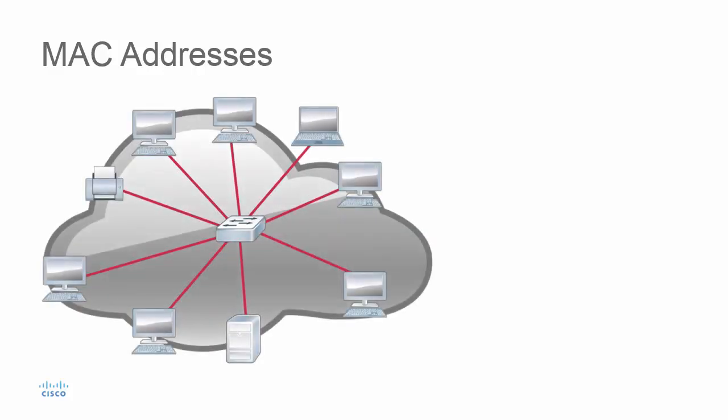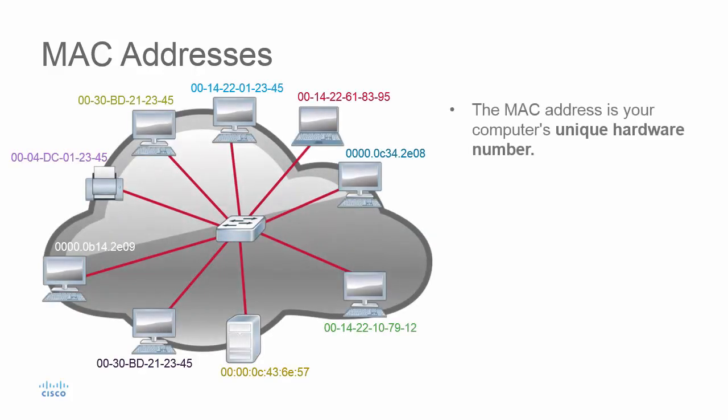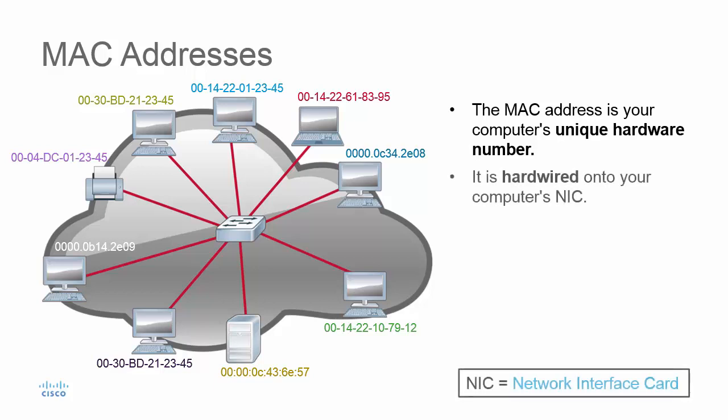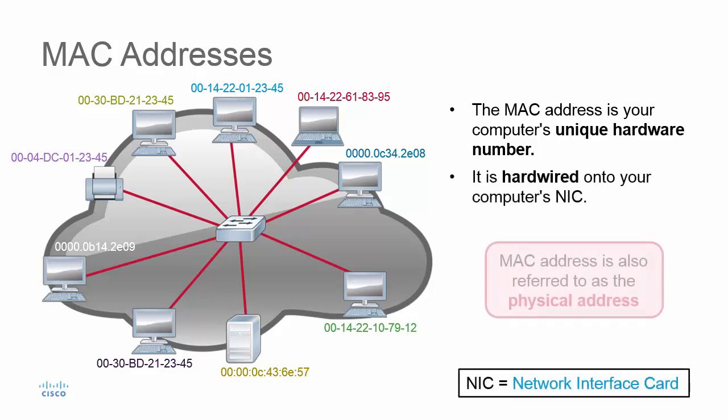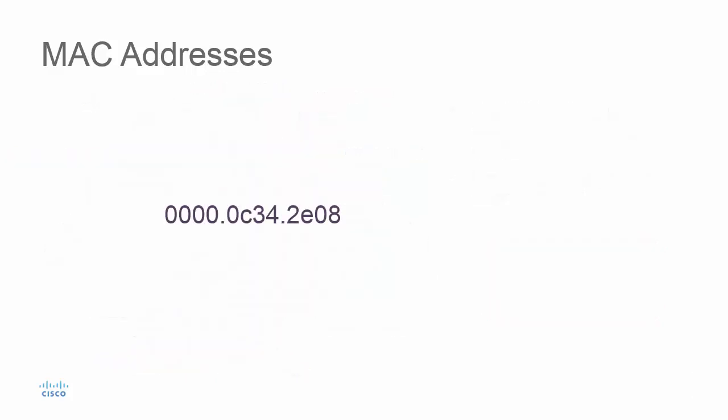All network devices on the same network must have a unique MAC address, and this is because based on the MAC address of the device, data is directed to the proper destination device. And you can find the MAC address burned into the NIC, so that's why it's also referred to as the physical address. A MAC address is expressed in a group of hexadecimal digits that are organized into pairs or quads.